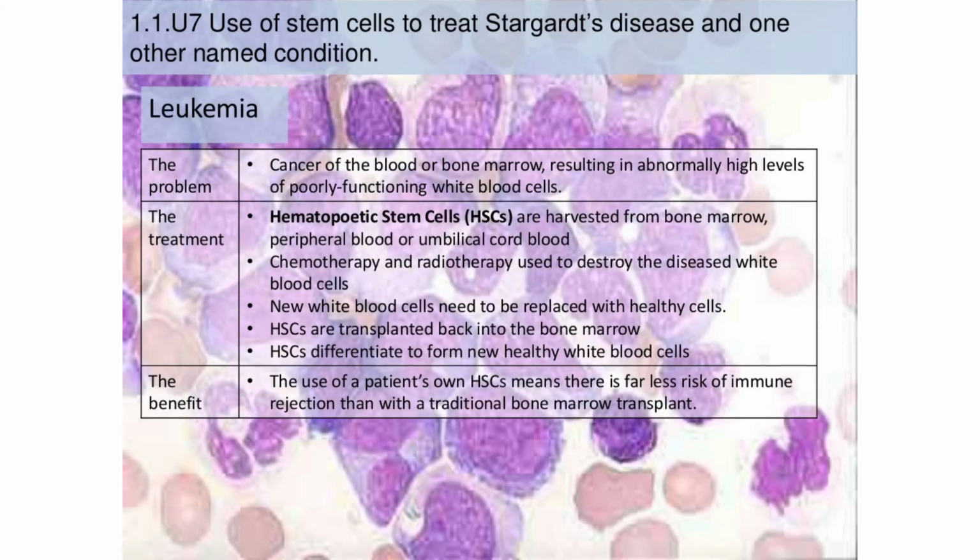Leukemia is a cancer of the blood or bone marrow, resulting in abnormally high levels of poorly functioning white blood cells. These poorly functioning white blood cells are first killed through chemotherapy and radiotherapy, and stem cells are harvested from the bone marrow, the umbilical cord, or peripheral blood. This is put back into the body after the white blood cells are destroyed, and these stem cells differentiate into new white blood cells, and that helps treat leukemia.